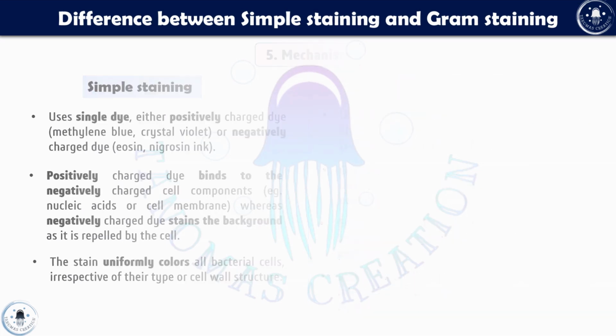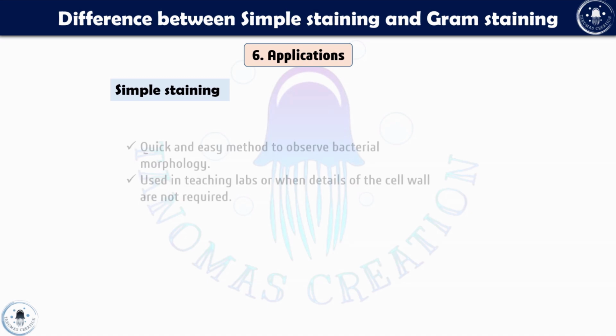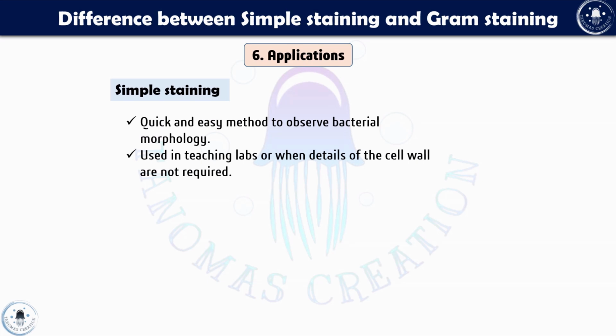Okay. Now coming to our next aspect, that is the applications. So where are the simple staining and gram staining used? Now the simple staining, as we have learned, is a very quick and easy method to observe the bacterial morphology, right? Now it is used in teaching labs or when details of the cell walls are not required.